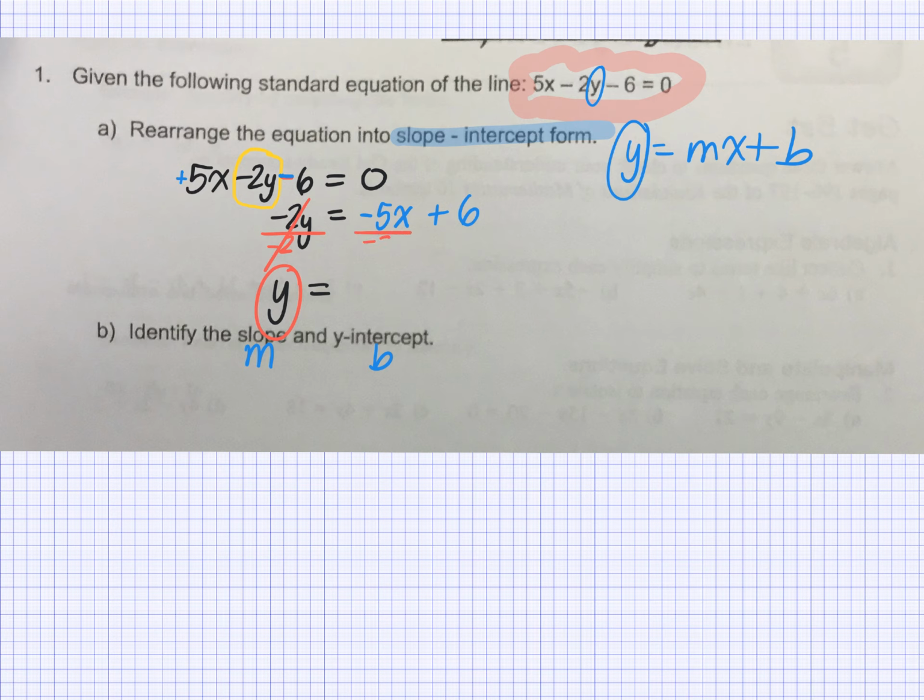So I have to divide this by negative 2, and I have to divide that by negative 2. Y equals negative and negative is a positive. 5 divided by 2 is 2.5. Good. X. And then you can simplify it, a positive and a negative. You can just write minus 3. You don't have to put plus negative 3. So what's m?